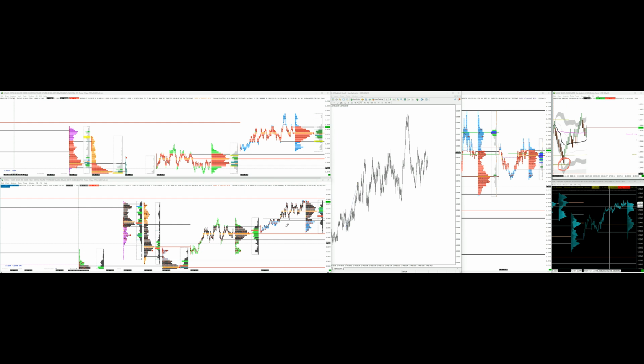And I did get up a little bit later this morning, so I actually missed this little initial move up here. Okay, but I did take a trade long, which you can see the entries here and the exit was here.